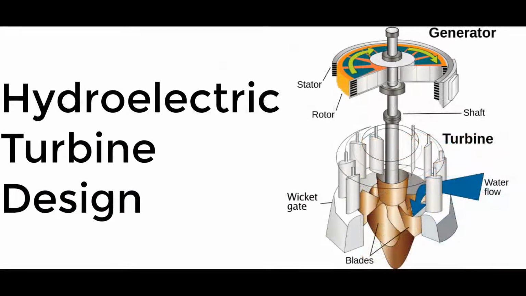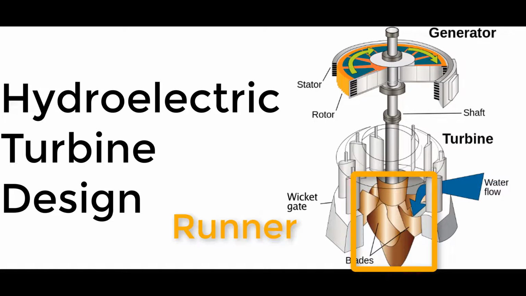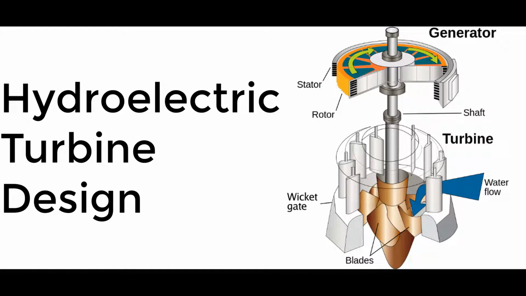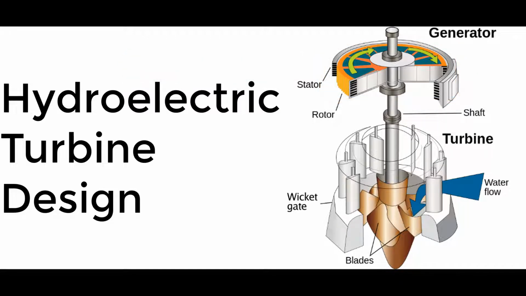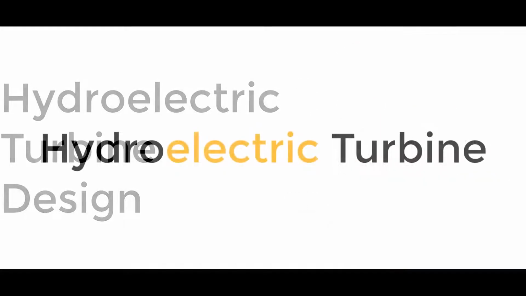So let's first just briefly go over what a hydroelectric turbine is. Hydroelectric turbines convert potential energy to mechanical energy. They do this because the water passes through the turbine across a runner or onto a runner, and this causes the runner to rotate. The mechanical energy from the runner then drives a generator, and we turn the mechanical energy into electrical energy. Obviously you can also use the shaft to drive other things such as a pump, but hydroelectric turbines, as the name suggests, generate electricity.